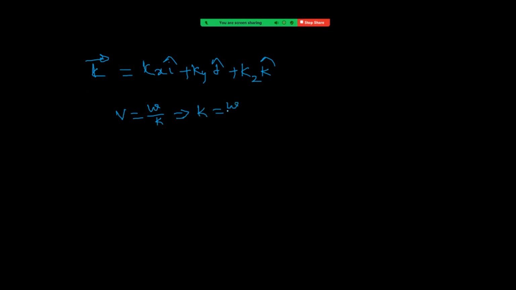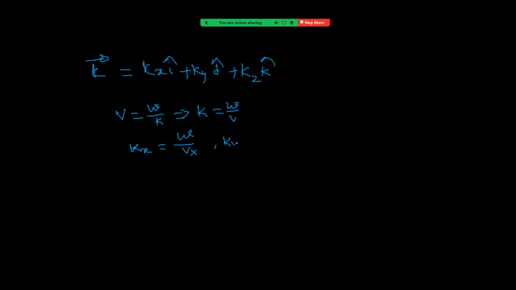We have to find k bar. K bar is equal to kx i cap plus ky j cap plus kz k cap, right? And we have learned that v equal to omega by k. That implies k equal to omega by v, right? When you want the kx value, then kx equal to omega by vx.